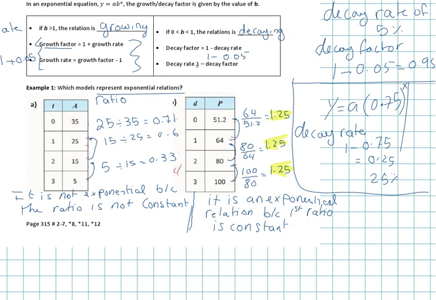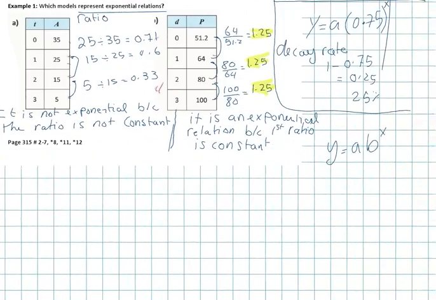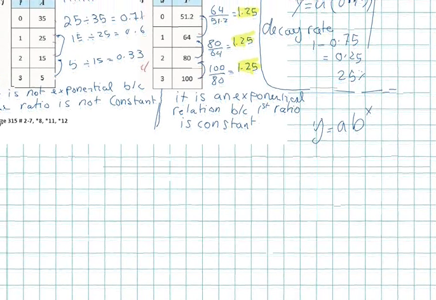Alright, so you see this ratio that we got here, the 1.25? That is actually the base of your equation. So if you look at y equals a b to the power of x, right? That 1.25 will replace the b in your equation. Okay, so what would be your initial p-value? Say 51.2, because that's the one at 0, right?